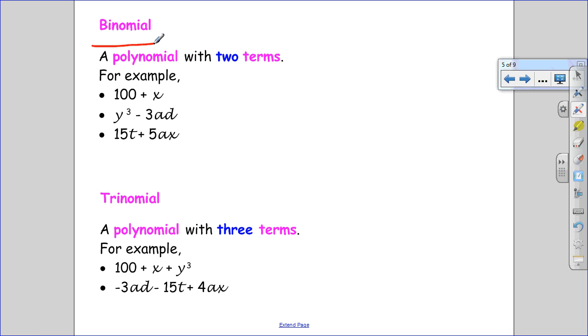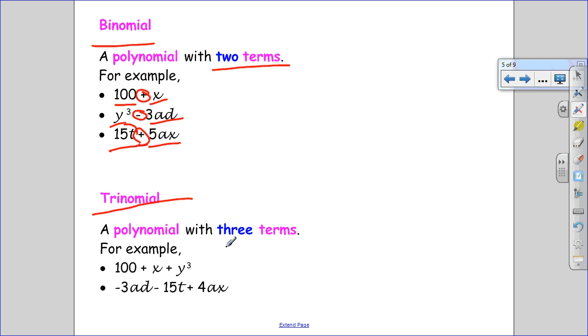A binomial is a polynomial with two terms. So now I'm using all of the same terms I had on the page before, but you'll notice they're separated by addition or subtraction. What's important here is each time I have two terms, a term before the addition or subtraction and a term after. So that's two terms. It's binomial. And I think of the word bicycle when I try and remember that. A bicycle has two wheels, so a binomial has two terms.